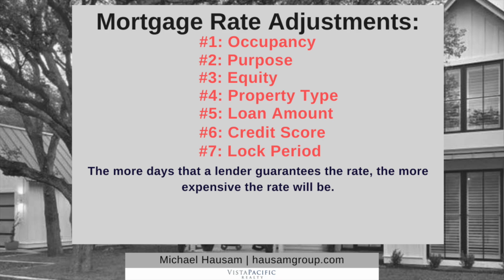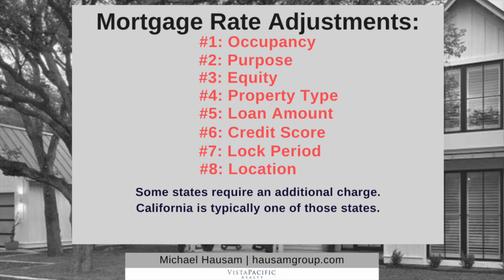Number 7 is the time commitment from the lender. A commitment for a shorter time frame will not be as expensive as a longer one. Number 8 and the last adjustment is location. Certain states are more expensive than others. California is one of those states. So all of those 8 items, a very long list, can impact your interest rate and the rate you would get for a particular mortgage that you're looking for.